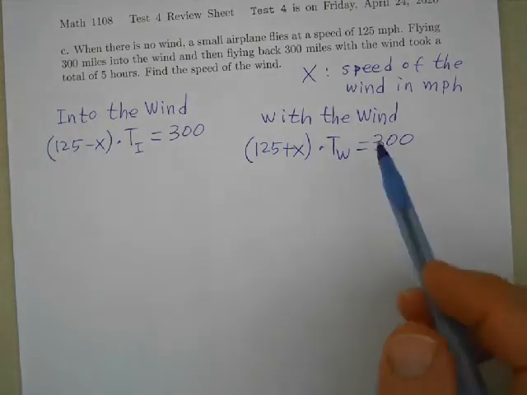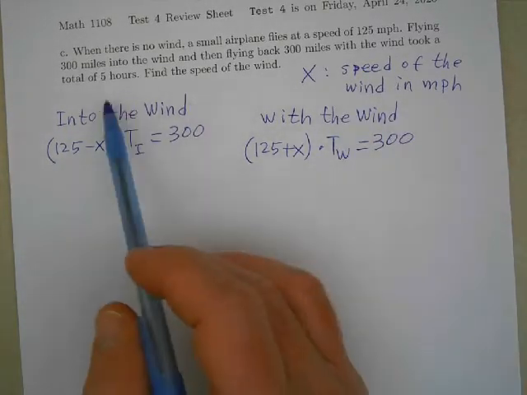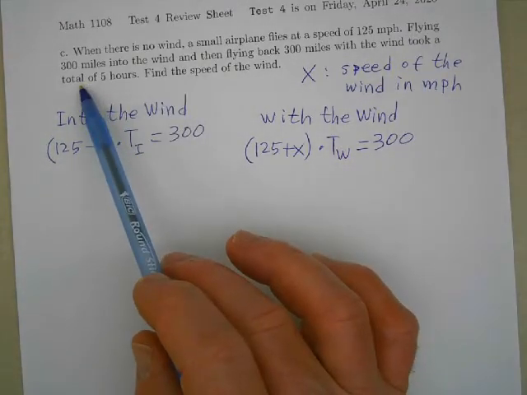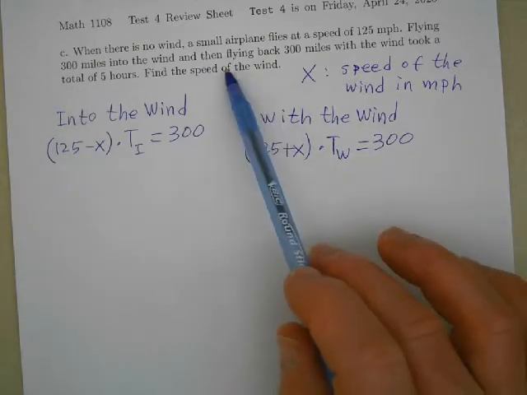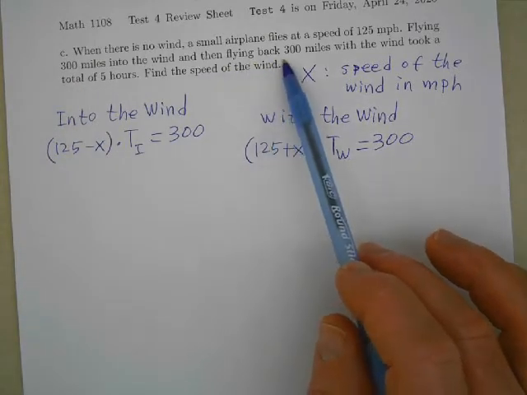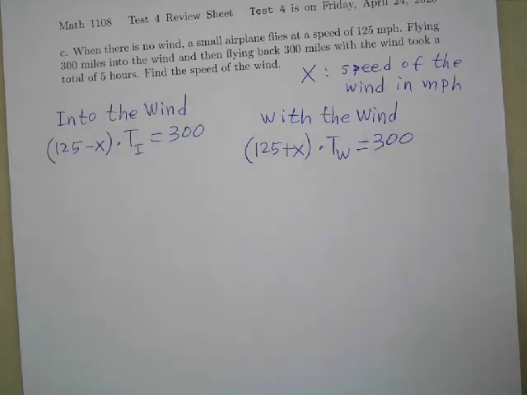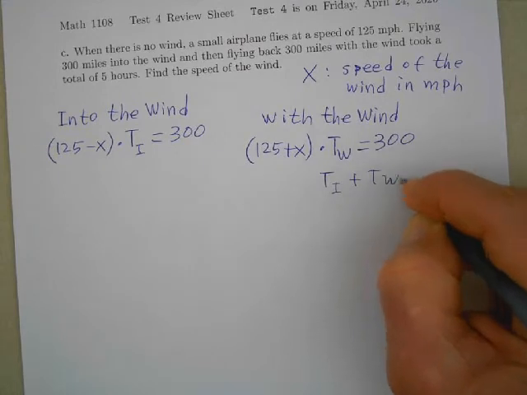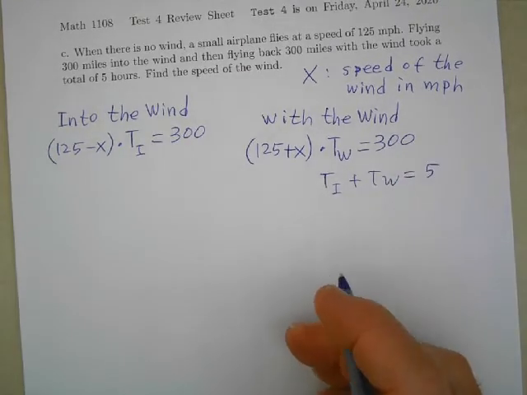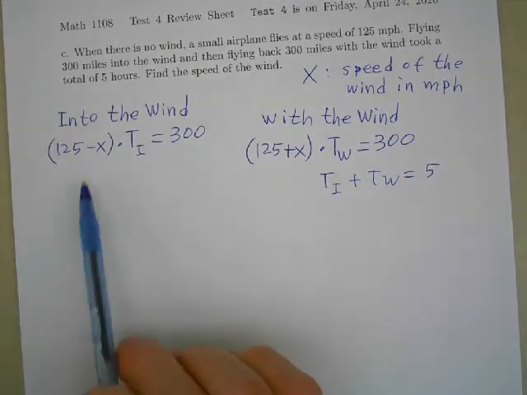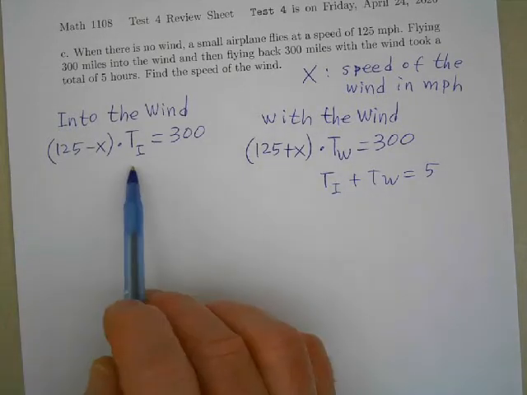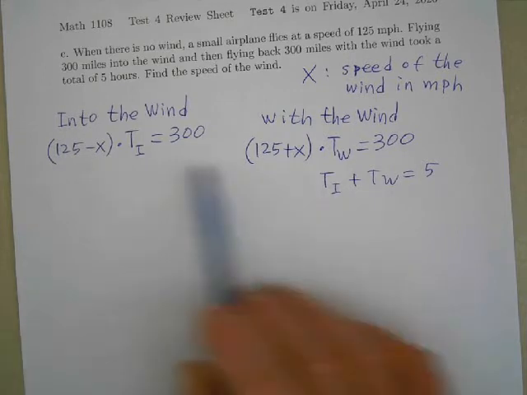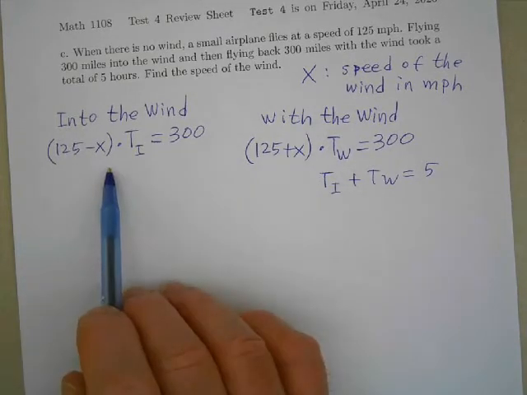And then we're given some important information about the two times. The total time to fly 300 miles into the wind and then fly 300 miles back with the wind is 5 hours. So that means t sub I plus t sub w is 5 hours. Okay, so we want an equation whose only variable is x, so we can do that if we solve the two rate times time equals distance equations, solve those for the time.